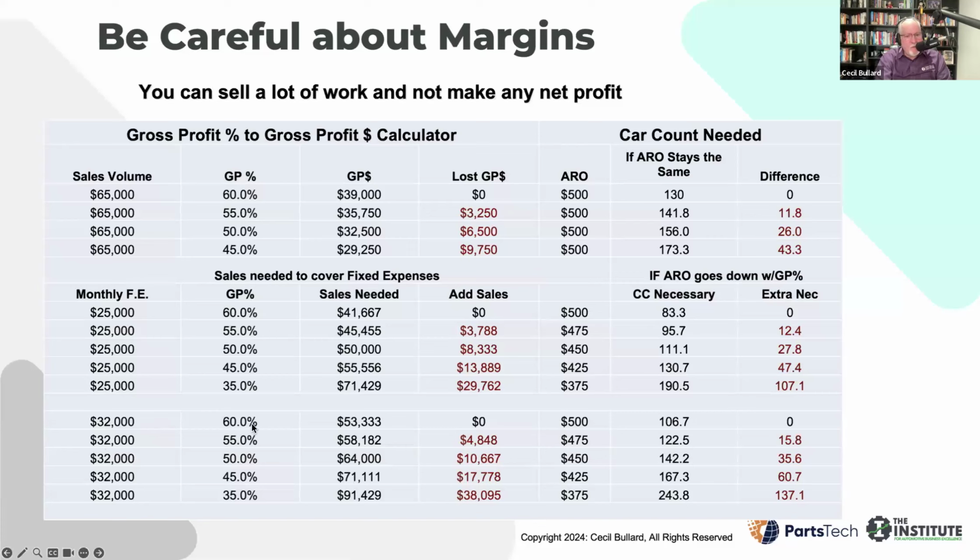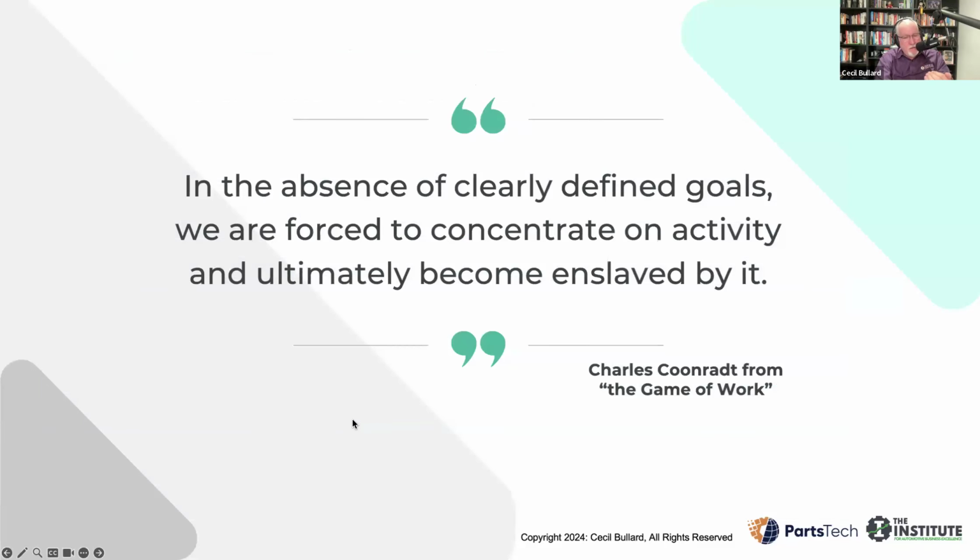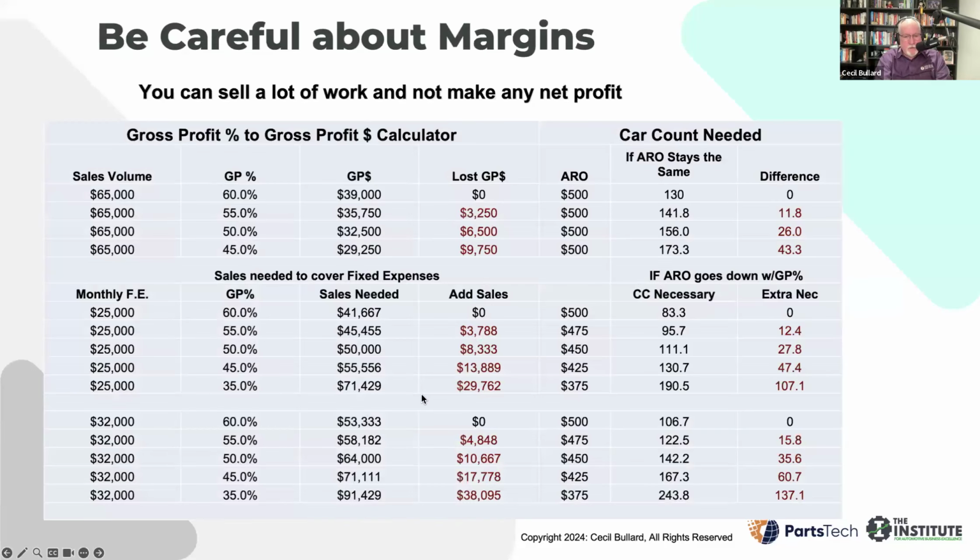And I have a 60% gross profit. Then I'm going to make a gross profit of... Cecil, get tangled up here. $53,333. I need to sell $53,300 to pay that 32,000. And if I have a $500 average repair order, it means I need 106.7 cars in my shop, and that would be to break even. That would be not making a net profit. It's just paying the bills.